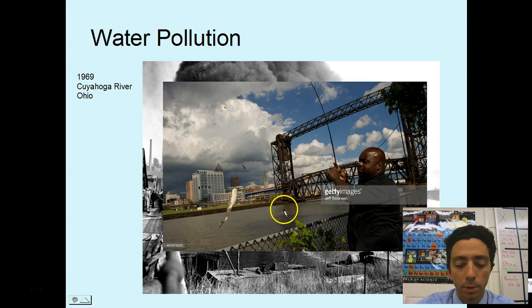Modern day Cuyahoga looks like this, and so we have made this nice effort, and it's no longer quite the dump that it used to be. You can see there's even fish here. People are using it for recreation.